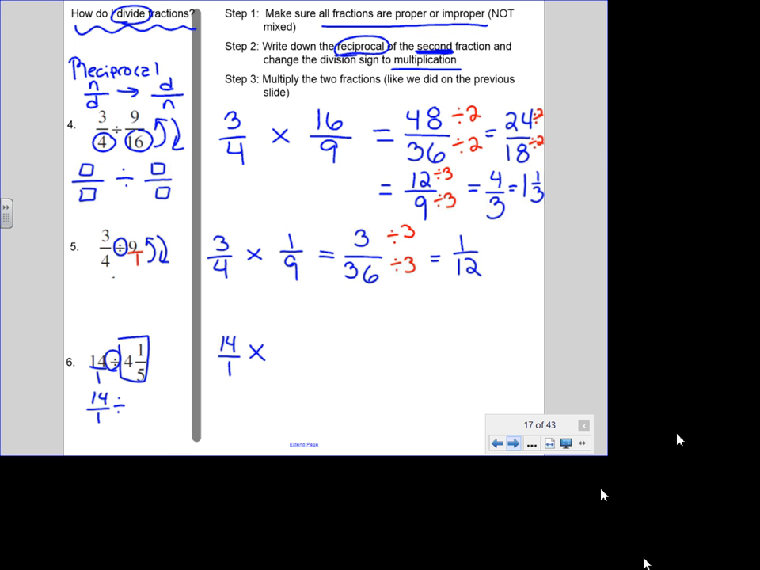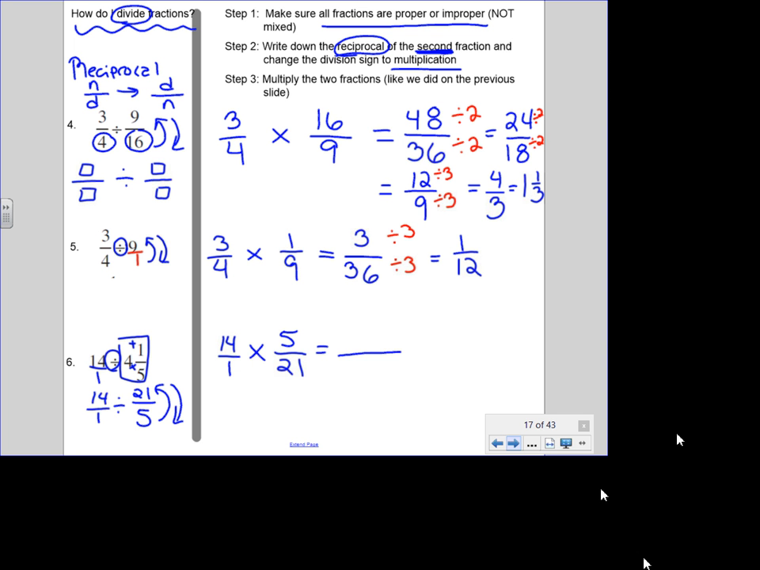If I change that to an improper fraction, that's 5 times 4, which is 20, plus 1. So 21/5. I always keep the same denominators. I'm talking about fifths. So my reciprocal would be 5 divided by 21. Okay? Again, now I have a multiplication problem, so I can do numerator times numerator and denominator times denominator.